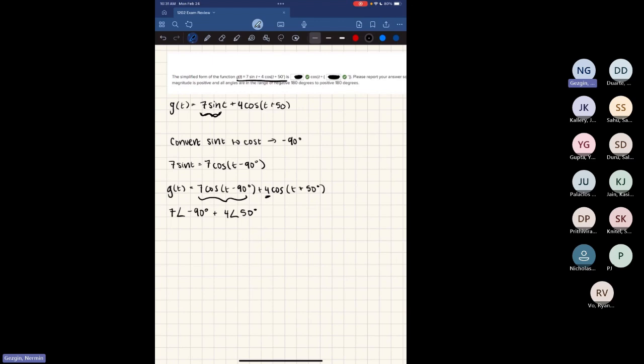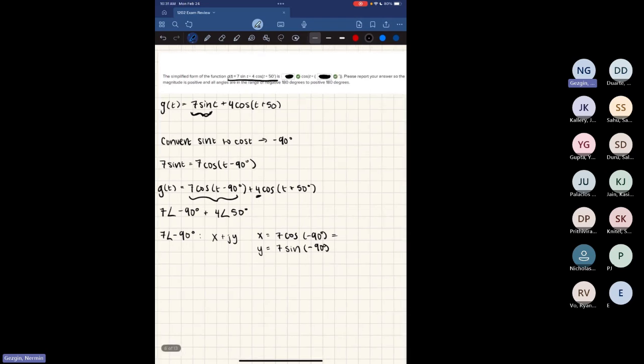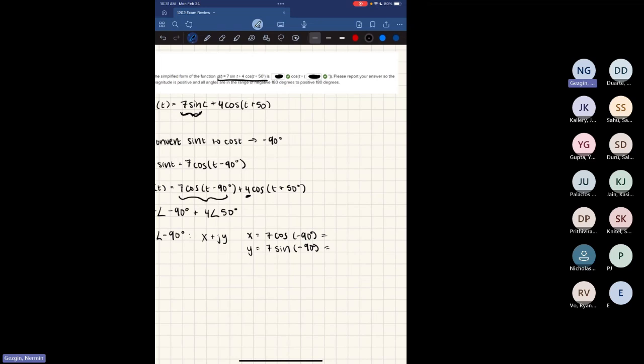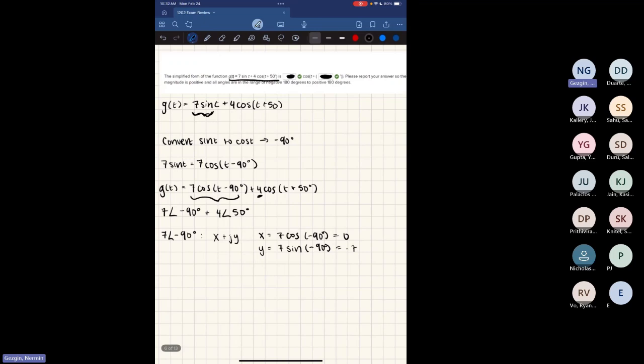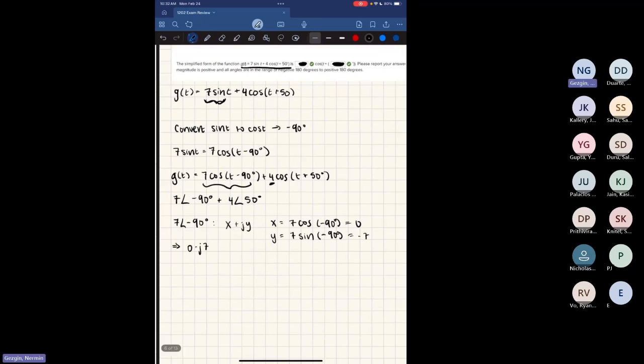To convert the 7 with the negative 90 degrees, we need to make it an x plus jy form. So x is equal to 7 cosine negative 90, and this is the formula for this. If you don't know this formula, then definitely learn this. To convert to y, we use sine, and to convert to x, we use cosine. So we get 0 for x and negative 7 for y. So this function becomes 0 minus j7. Any questions so far?